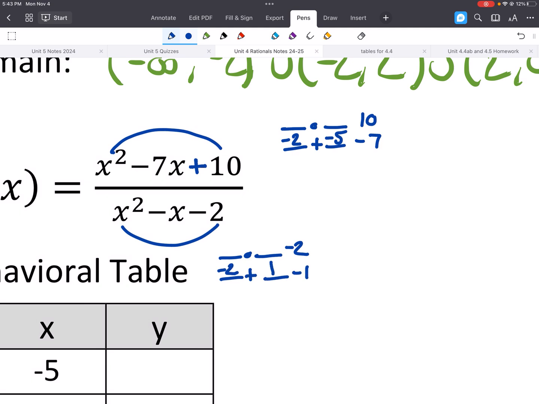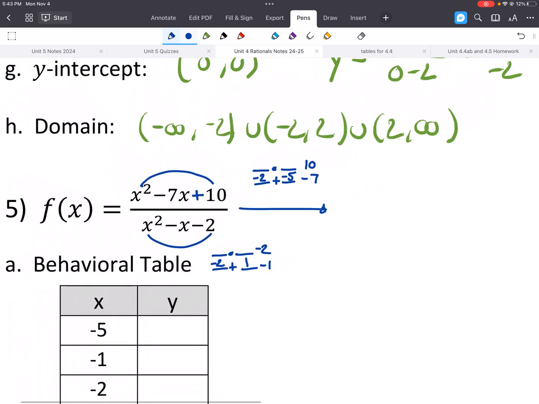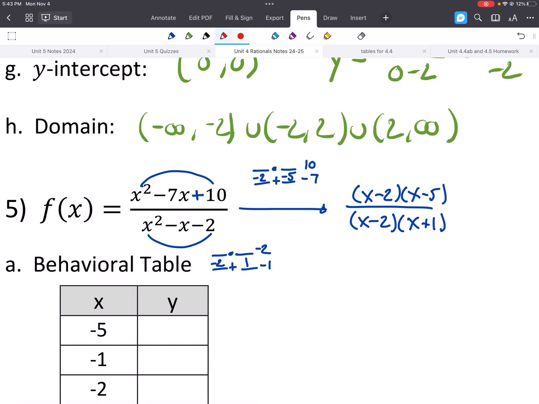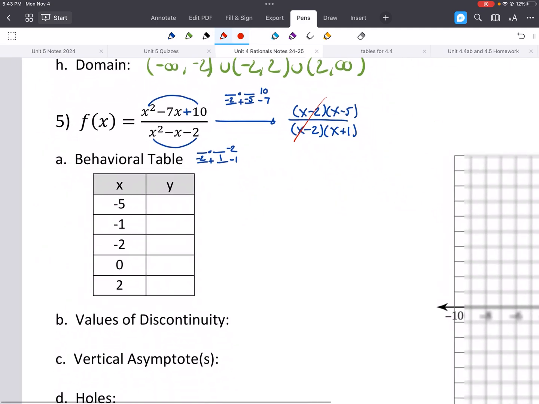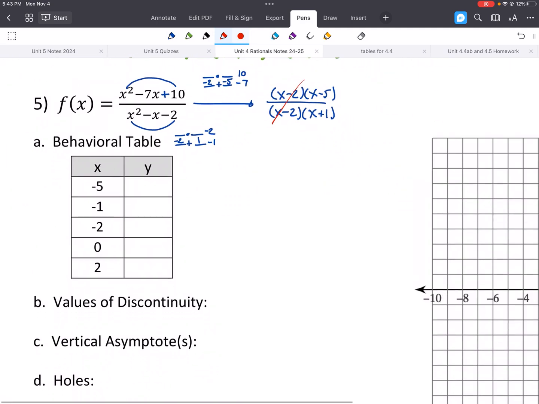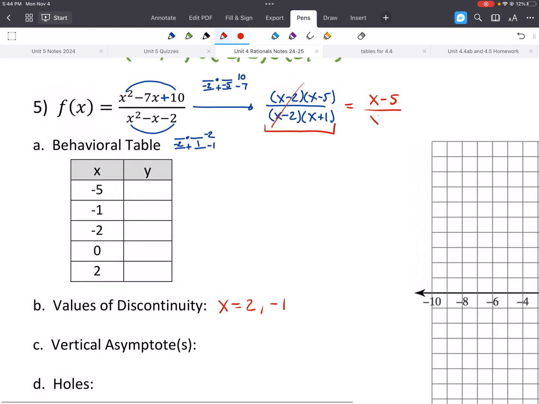Okay, so just to have a little more space, we would have x minus 2 and x minus 5. On the bottom would be x minus 2 and x plus 1. And if you notice, we can have a hole here. But before we cancel those all the way out, let's make sure we write down our values of discontinuity. So x cannot be 2 or negative 1. Again, that's just by looking at the bottom. So once we have that written down, then we're welcome to simplify the fraction or the equation.